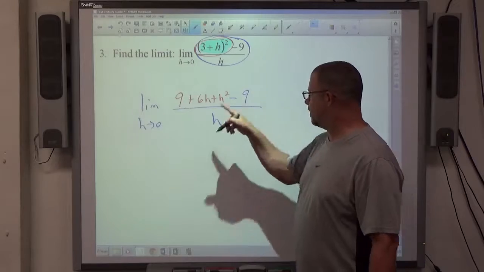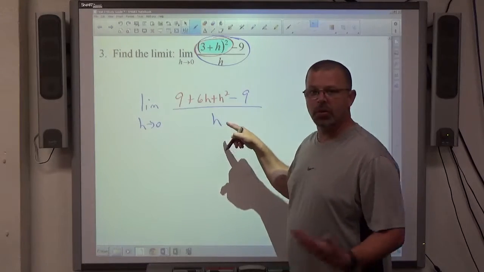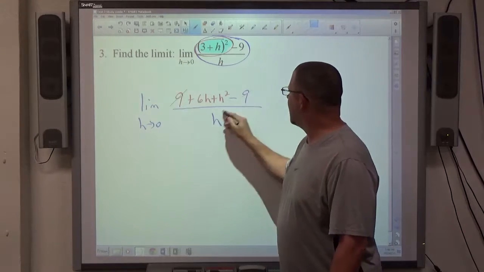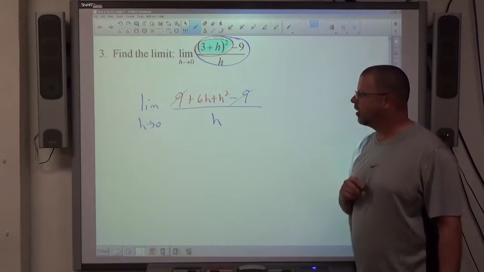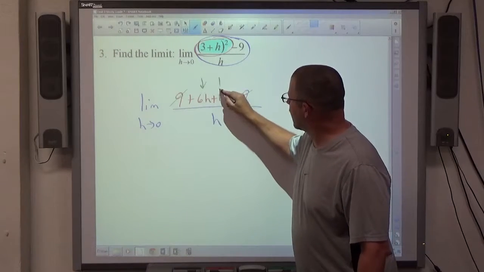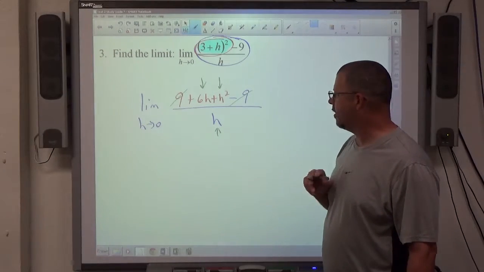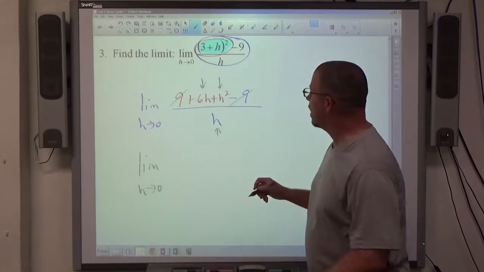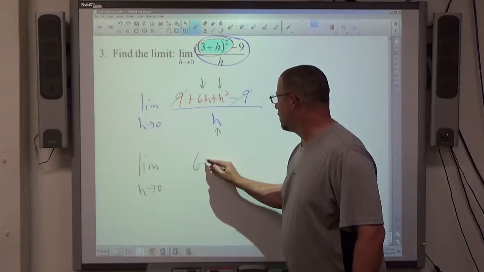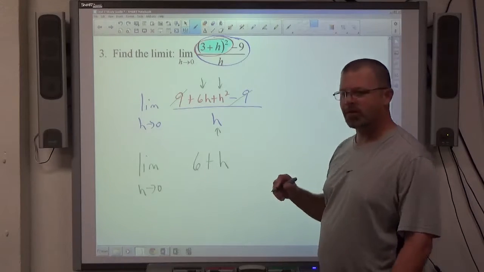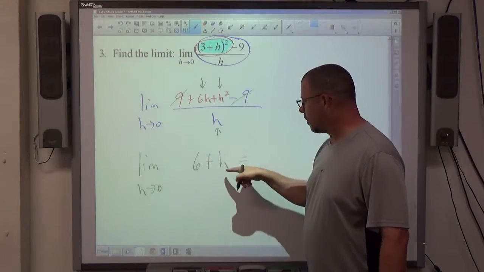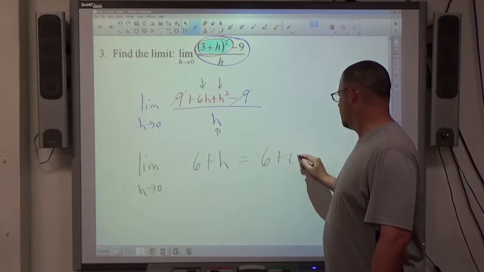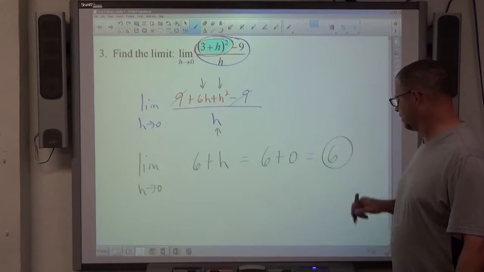What happens next in simplifying? My problem is the h equals 0 on the bottom. If I try to substitute h in immediately, I can't do that. So 9 minus 9 cancels, because it does. At this point, every term contains the letter h, so reduction by h is legal. So the limit as h is approaching 0: if I take an h out of every term that's got an h, I'm going to get 6 plus h over 1. The over 1 is not necessary to write. And once I get to a point where there's no division by h, substituting h equals 0 is legal: 6 plus 0 equals 6, and that's my answer.